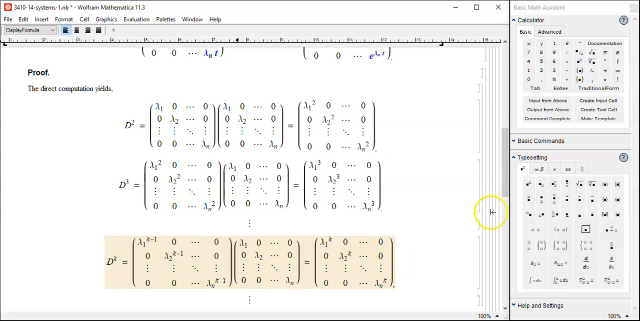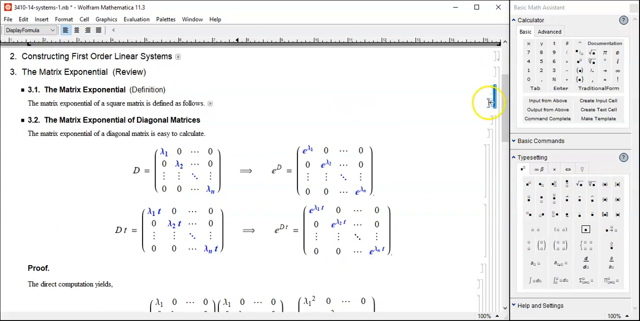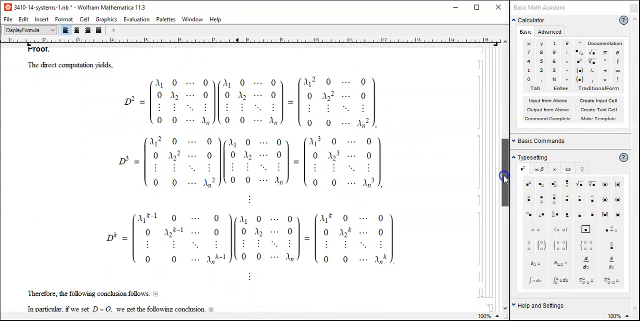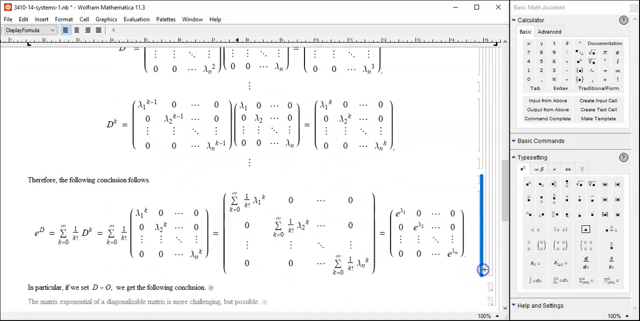Does it help? Oh yes, it does. Please recall that the definition of the matrix exponential is like this, and it is given by the power series of A to the k power, so we need D to the k power there. And then we found out D to the k power works like this, so we can rewrite everything. Here's the definition, and D to the k power like this.